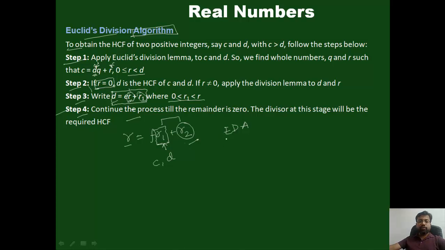Fundamentally, they are different. Euclid's division algorithm is a step-by-step process in which you apply the Euclid's division lemma, whereas Euclid's division lemma in itself is a statement. It's a simple statement which says that for any two positive integers a and b, there would exist two other positive integers q and r such that a is equal to bq plus r, where r lies between 0 and b. 0 included, b not included.